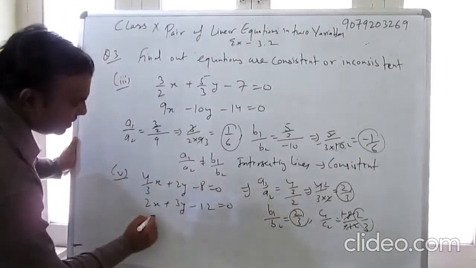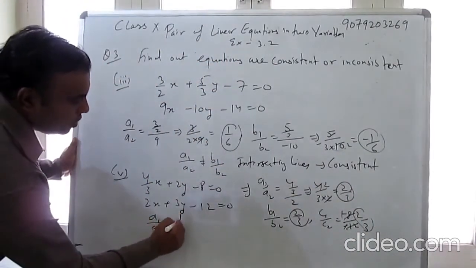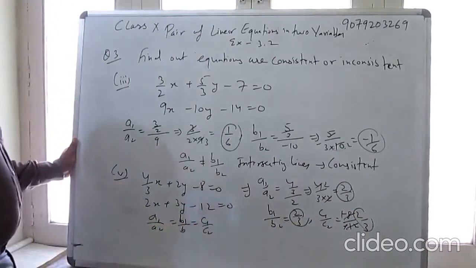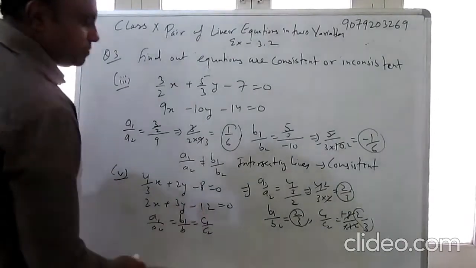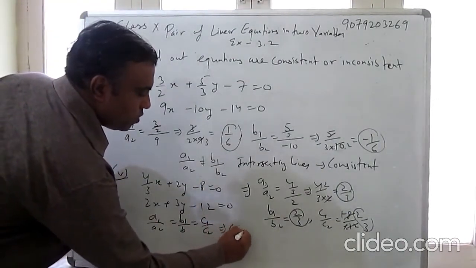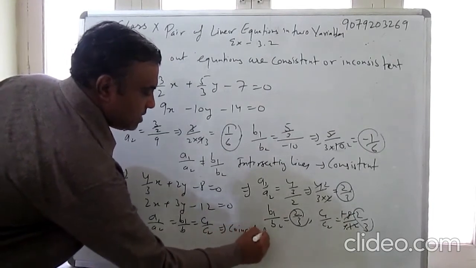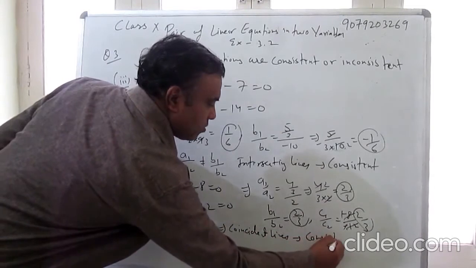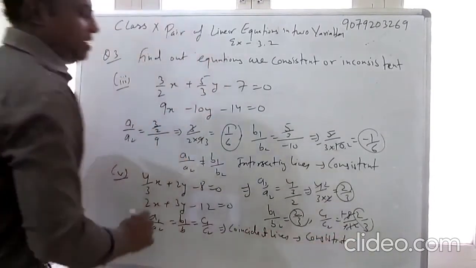What is the condition here? a1 upon a2, b1 upon b2, c1 upon c2 are equal. It means lines are coincident. Coincident lines, and it is consistent. Coincident lines are consistent.